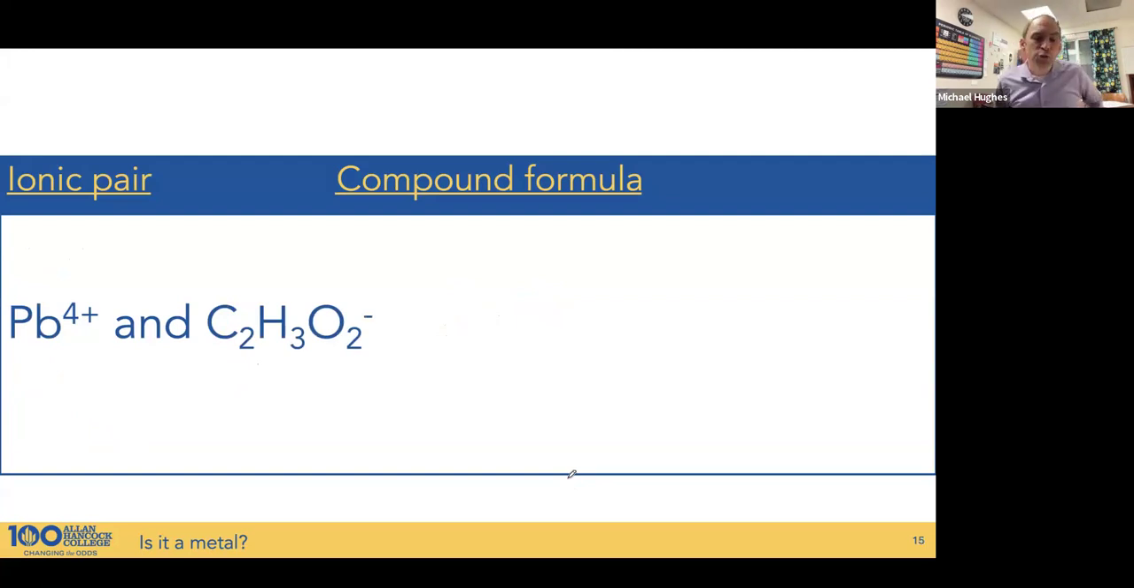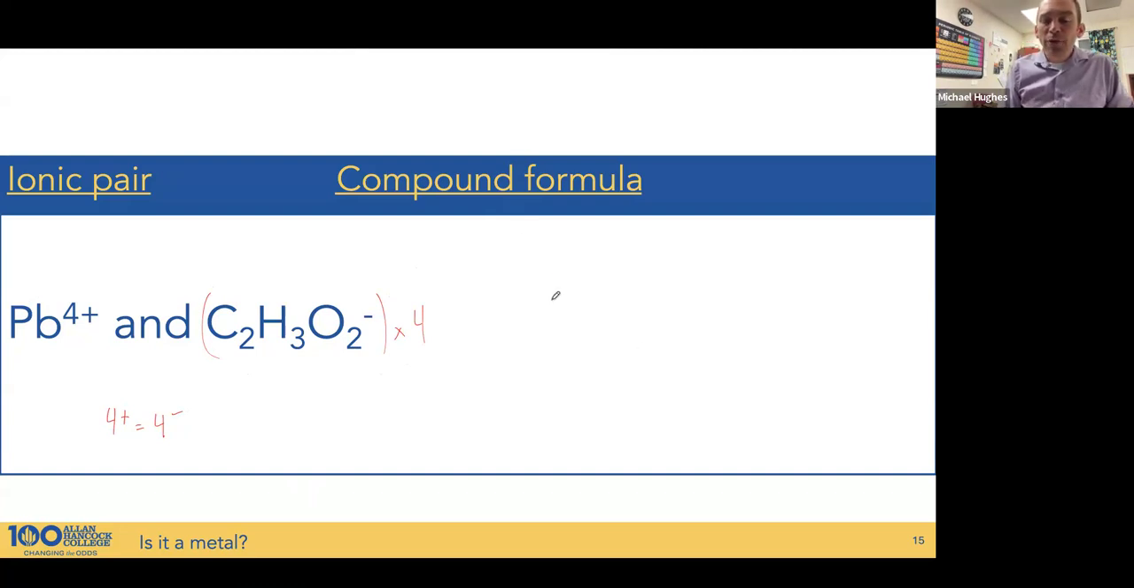Lead, when it's lost 4 electrons, is lead 4+. When we want to combine it with acetate, which is C2H3O2 1-, well, we'll need 4 of them to have 4+ equal 4-. So I'll just say this times 4 so that I don't have to write it so many times, but hopefully after so many examples, we get the idea. So we'll need 4 acetates altogether to counter the 1 lead 4+.